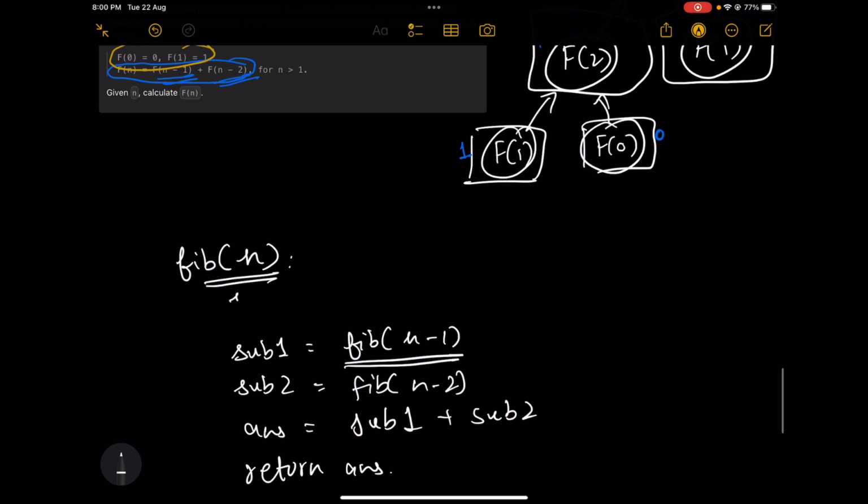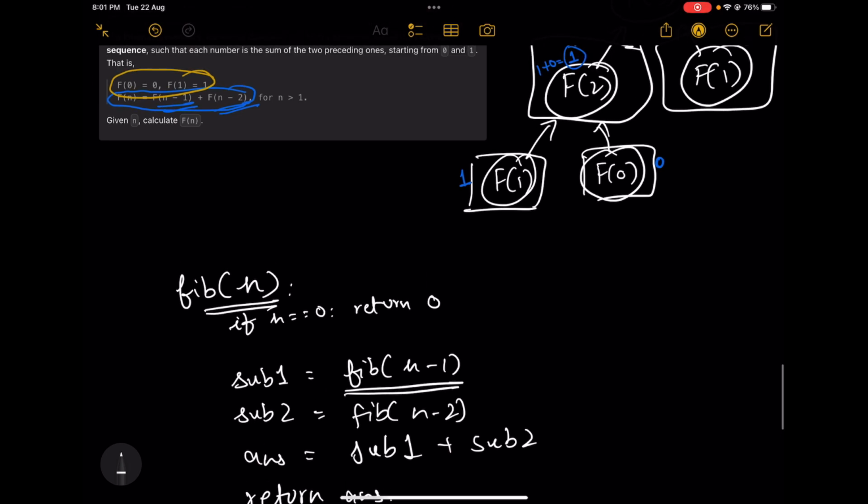Which means that if n is equal to 0, then what we need to do is simply return 0. This is a base case, right? And this is an example of a base case in which the answer is hard coded because it's obvious. The answer for n equal to 0 is given in the question itself, so it's obvious, and we can just hard code it. Similarly, if n is equal to 1, then we need to return 1, which is the second base case.